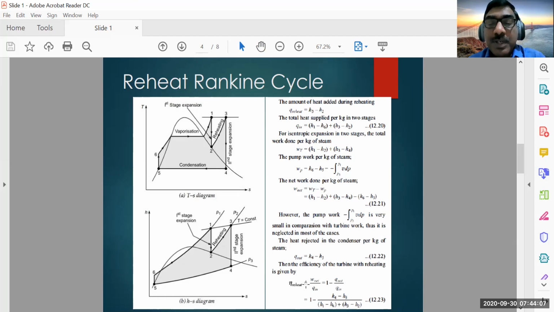So therefore, the efficiency is the W net by Q in, or 1 minus Q out by Q in. So 1 minus H4 minus H5 by H1 plus H6. Sorry, H1 minus H6 plus H3 minus H2. So this is the equation of the Rankine efficiency using reheat.